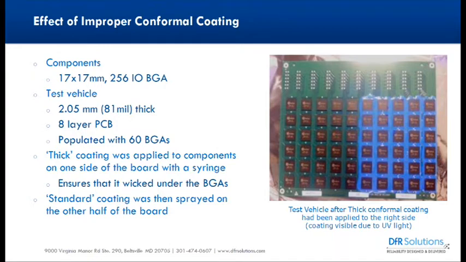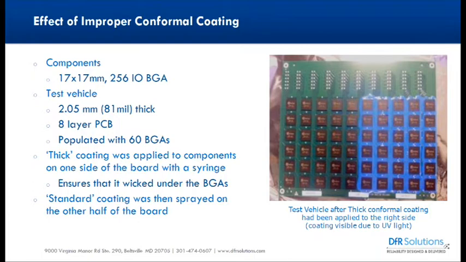On the right side, what you're seeing, which is kind of a bad picture, but it's because it's UV light, when we expose it to UV light, the right side, we put really thick conformal coating on it. So these are all the BGAs, and they have super thick conformal coat. And on the left side, it's just regular conformal coat according to the industry standards.